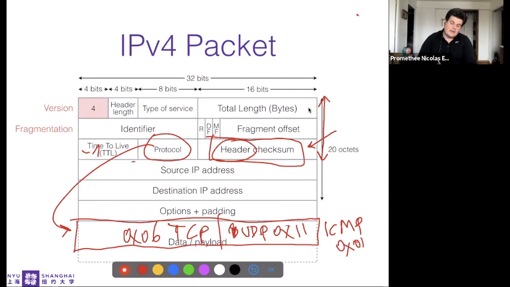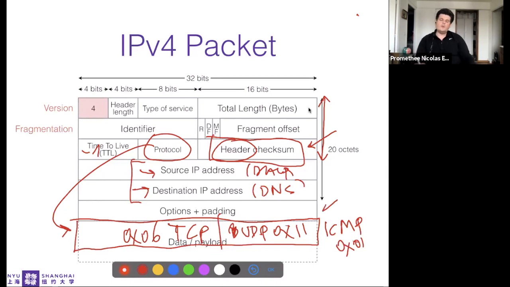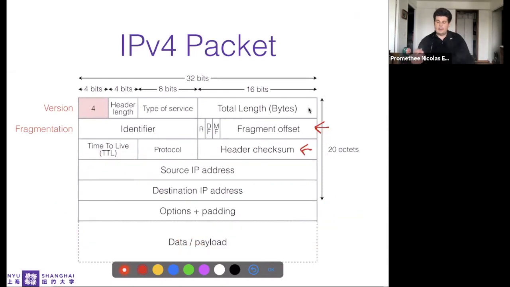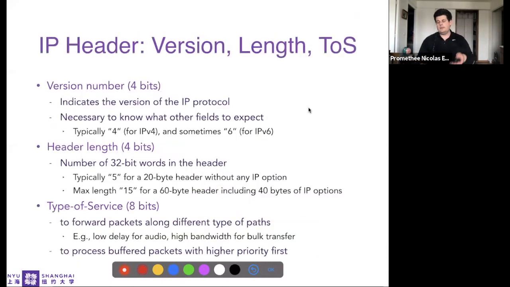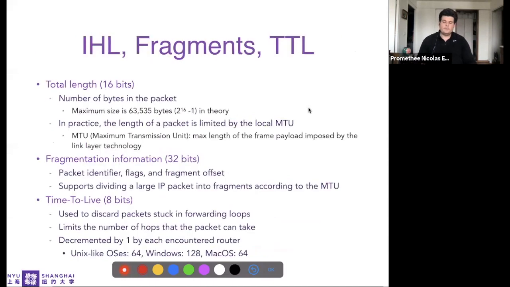Then we have the IP addresses, the source and the destination. The source we know through DHCP, and the destination through DNS. This is just to remember that. We may have options, and we're going to see a list of possible options. I think there's a question regarding one of the options in the assignment, so keep an eye on this. And then the data. You still have some details here that I provided, so you may read.